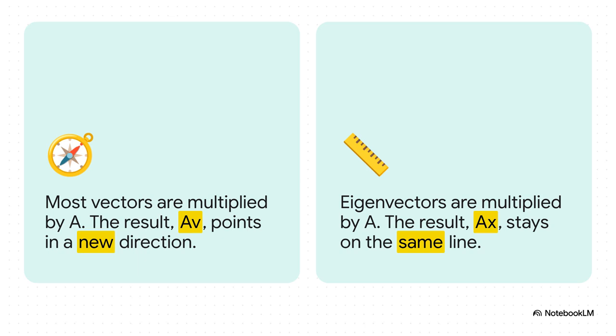When you apply a matrix to most vectors, they get knocked around, sent flying off in some completely new direction. But there are a few special vectors, and we call these eigenvectors, that are different. They are perfectly aligned with the matrix's grain. They stay on their path. The transformation doesn't change their direction at all. It only stretches or shrinks them.